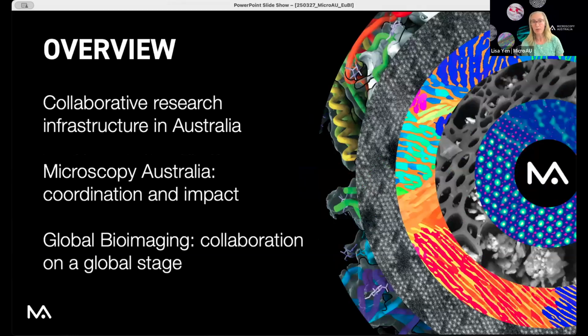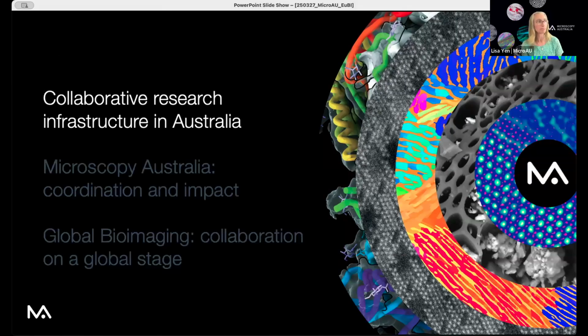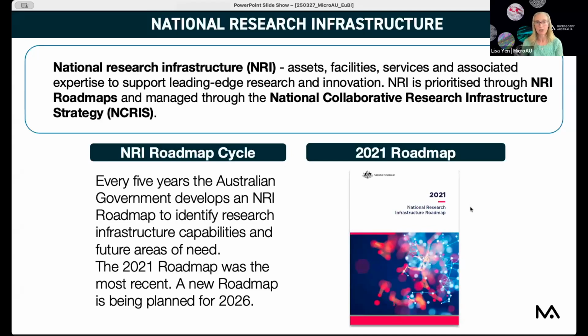So just a little bit of an overview about where I'd like us to spend the little bit of time that we have together is to maybe just give you a little bit of an idea of collaborative research infrastructure within Australia and the program that enables Microscopy Australia to exist. A little bit about Microscopy Australia itself, and then I guess an Australian perspective on how we work with global bioimaging and perhaps more particularly some of the things that I've actually been involved in personally. So with that, let's take a little look at national research infrastructure.